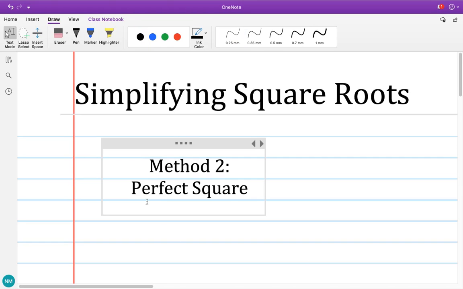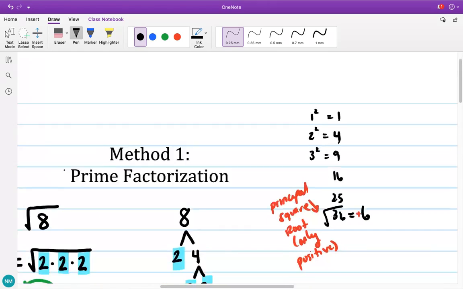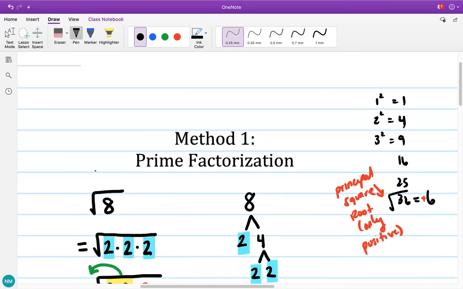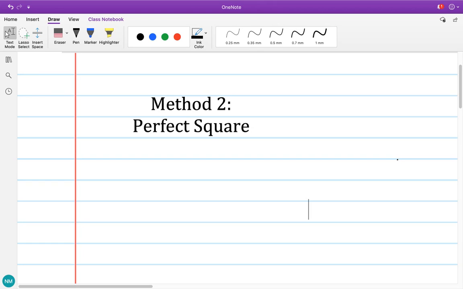Okay, so in this video, I'm going to show you guys how to simplify square roots using my second method, which is the perfect square method, which I think is personally easier after you get the hang of it, but definitely different than the first method, which I explained to you in the last video. Definitely go see that before you watch this one. But the perfect square method, A, requires you to know your perfect squares, and B, requires you to know a fact about factoring a number. So I'm going to show you both of those things first.